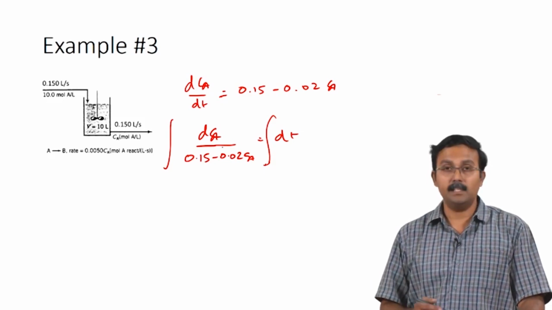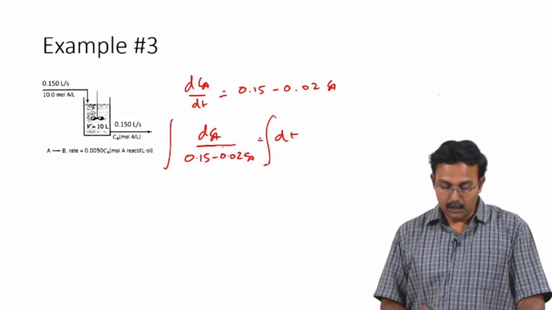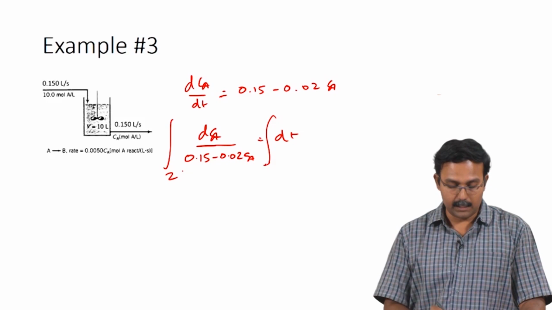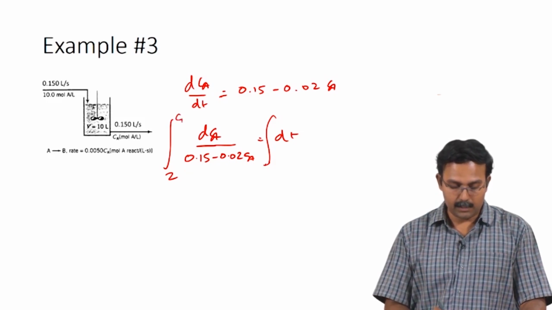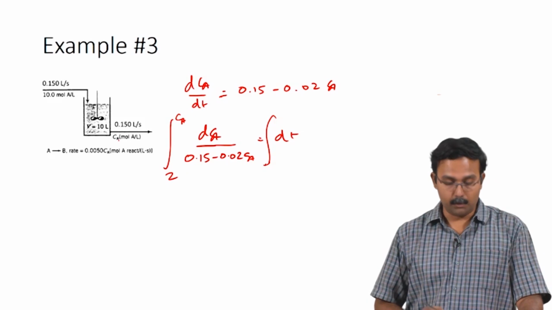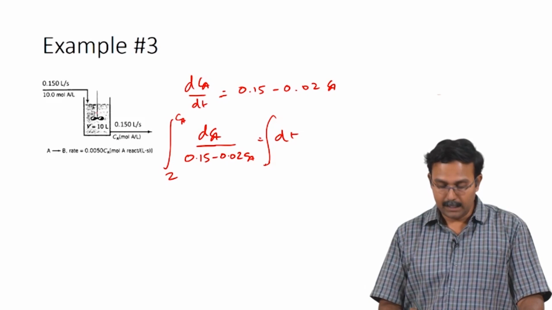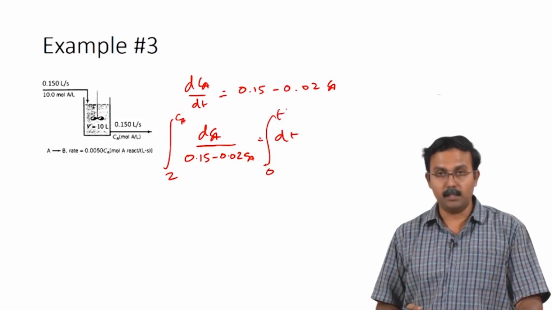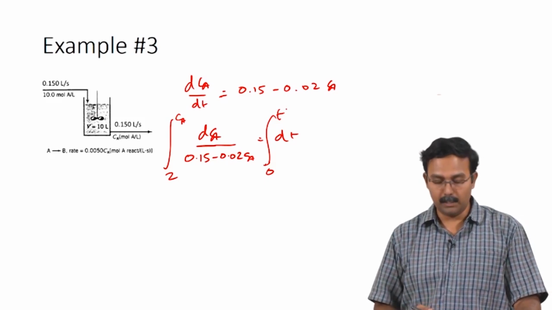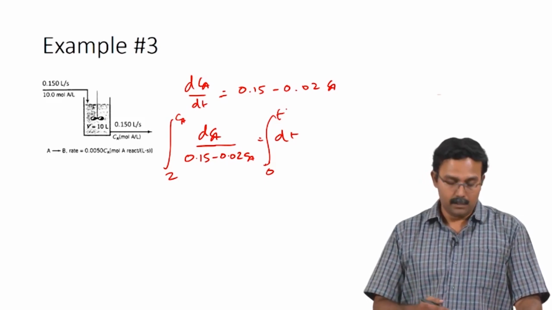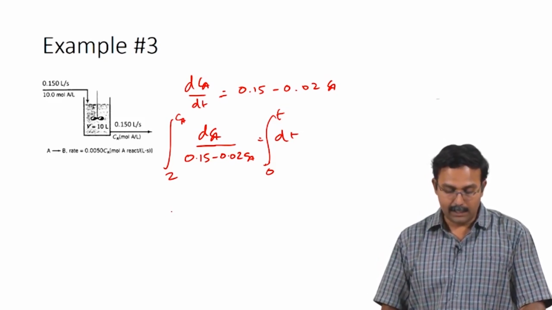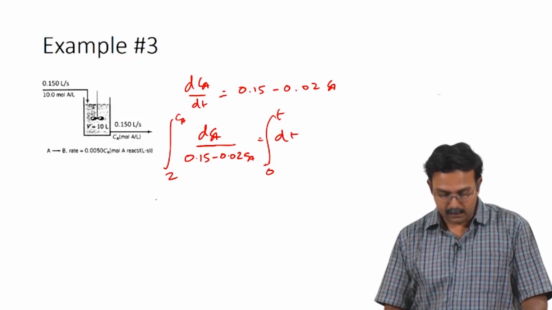So, what would be the initial and final condition? What would be the limits? Ca is basically from 2 moles, which would be the initial condition, and the final concentration is Ca, which is the outlet stream concentration or the concentration inside the reactor at time t, and similarly time would be from 0 to t. Because we want to start from time 0 where the concentration of A is 2 moles per liter and go to time t where the concentration of A is Ca. So, using this equation we can integrate and get the solution.